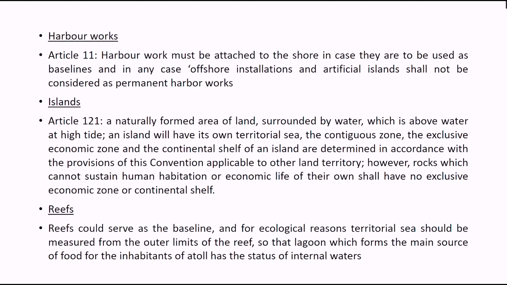At the same time, we have reefs. Reefs could serve as the baseline, and for ecological reasons, territorial sea should be measured from the outer limits of the reef. A reef is primarily an area which is ecologically sound, ecologically quite rich, and has green areas and marine rich life. If such reefs are present near coastal regions, states can use those reefs in order to extend their territorial waters, their EEZ or contiguous zone. So, reefs can play an important role as far as the extension of zones is concerned.